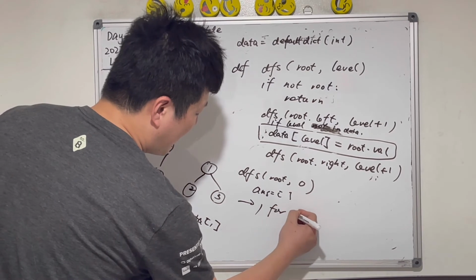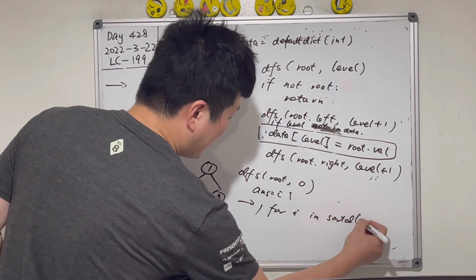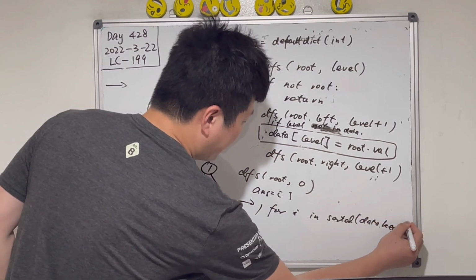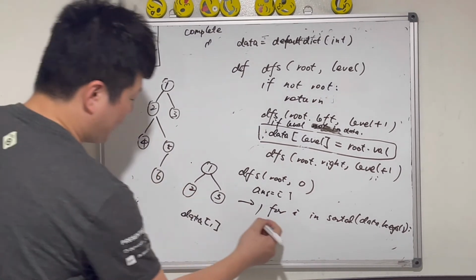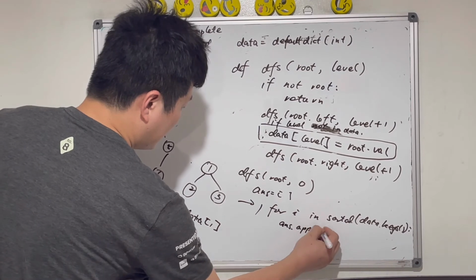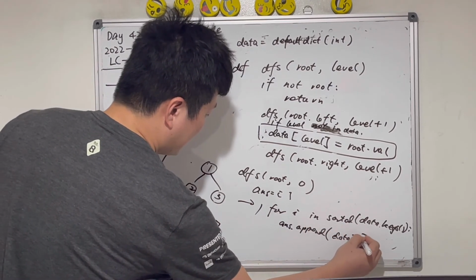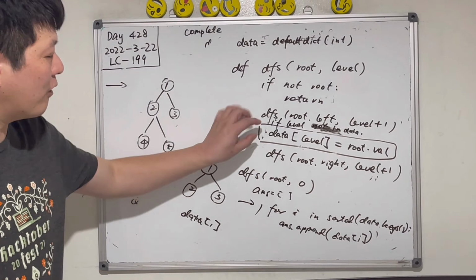So for i in sorted, we need to sort the data.keys. The data.keys will be the levels. For the levels in sorted, the answer will be 0, 1, and then we append data i. Okay? Then that will be the answer for the depth search for the levels, left side view or right side view, depending on how we visit the binary tree.